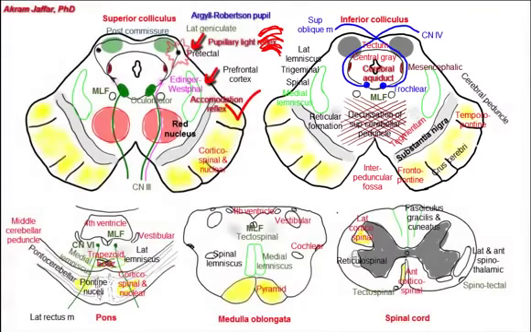All the other muscles, including the levator palpebrae superioris, superior rectus, inferior rectus, medial rectus, and inferior oblique muscles, are supplied by the oculomotor nucleus.